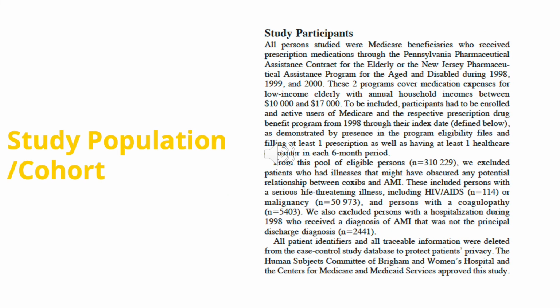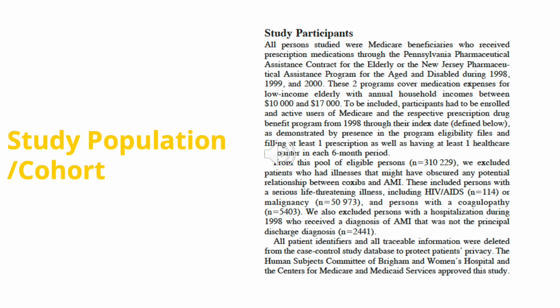So with respect to the patient population or study cohort for this study, the first paragraph essentially just outlines that these patients were from the U.S. and that they were part of the Medicare health insurance policy. So they're just those that are insured by a particular health insurance policy. So from this pool of eligible Medicare patients, the study authors excluded patients who had illness that might have obscured any potential relationship between COXIBs and AMI.